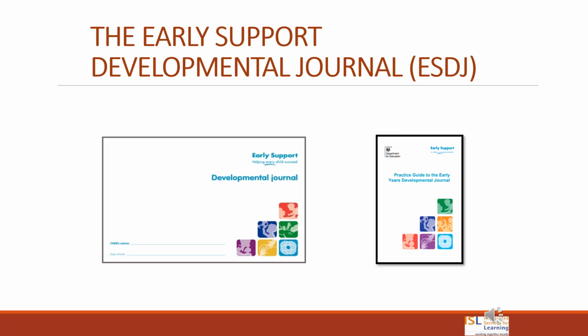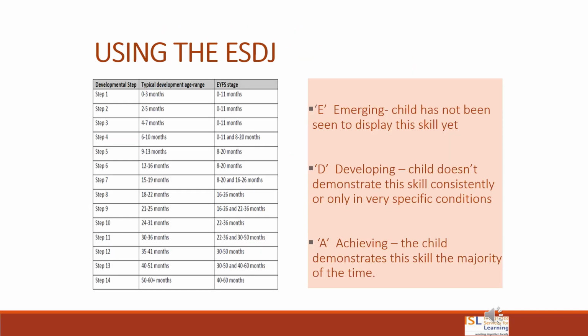Now we'll move on to the Early Support Developmental Journal, ESDJ. Using the Early Support Developmental Journal. The Early Support Developmental Journal is divided into 14 steps. The descriptors are E, emerging. Child has not been seen to display this skill yet. D, developing. Child doesn't demonstrate this skill consistently or only in very specific conditions. A, achieving. The child demonstrates this skill the majority of the time.